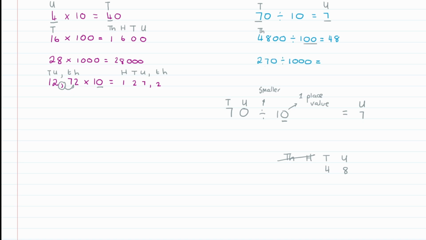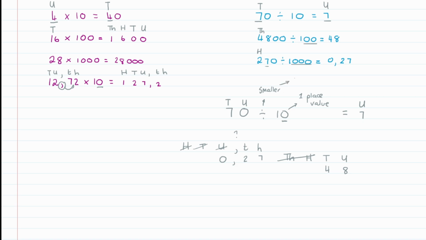270 divided by 1,000 can be worked out the same way. The 2 is in the hundreds column, and I need to move the digit 3 place values smaller because there are 3 zeros in 1,000. But I only have 3 place values in the number. So now what? Remember, there is always a comma sitting next to the units column, which we know is followed by the tenths. So we can place the 2 in the tenths, and the 7 just needs to go next to it in the hundredths. We can't just have an answer of comma 27, so we place a 0 in the units, making our answer 0, comma 27.